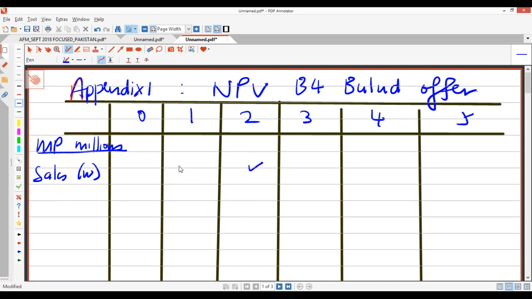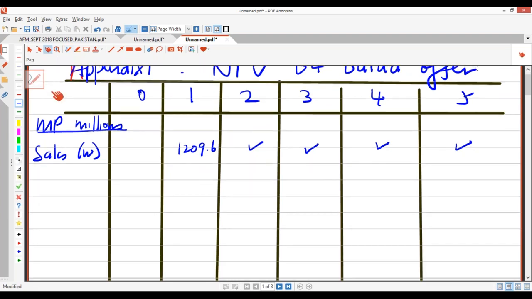Okay, let me put the first figure alone. 1209.6. The rest, put it yourself. In exam, leave a line if you want to, but today I want to show all in one page, so I'm just going to put it here. We're going to have production and selling, which is in bracket 511.5. Okay, there you go.